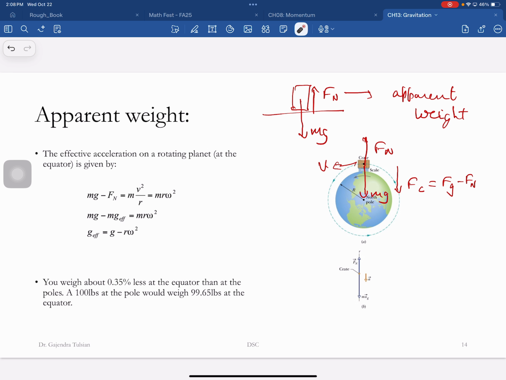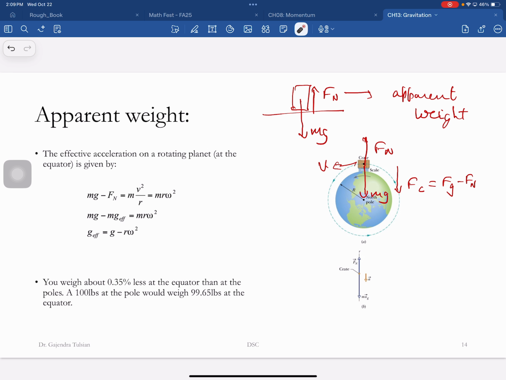So I'll tell you a very neat thing about that. You see, there's the force of gravity minus the normal force, and that is providing you the centripetal force. This guy doesn't change. So because of this velocity, this decreased.